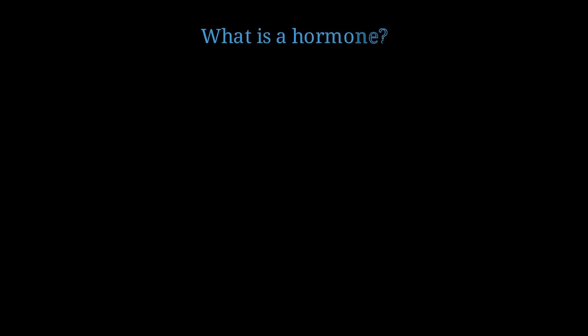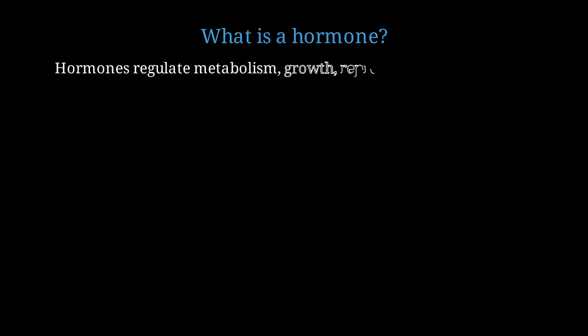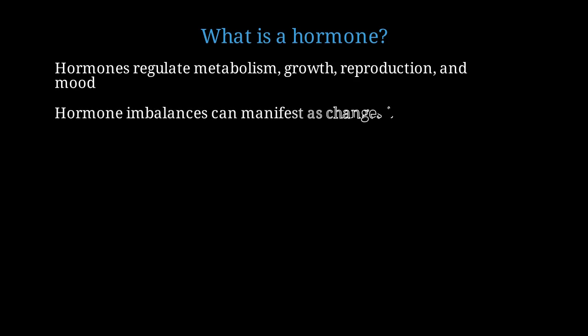So what exactly is a hormone? A hormone is a chemical messenger that travels through the bloodstream to target organs and tissues, where it regulates specific physiological processes. Hormones regulate everything from metabolism and growth to reproduction and mood. They are essential for maintaining homeostasis in the body. When hormone levels become imbalanced, one of the most visible manifestations is changes in body composition and fat distribution patterns.